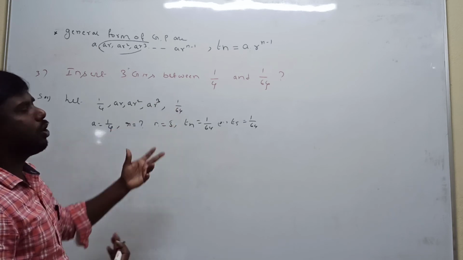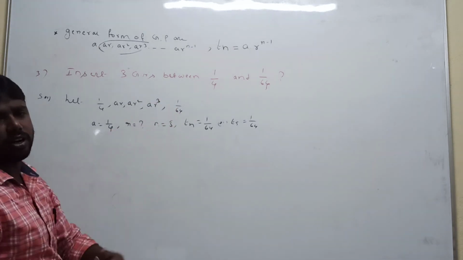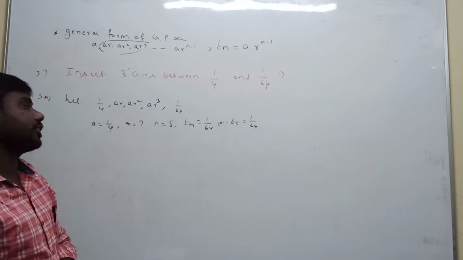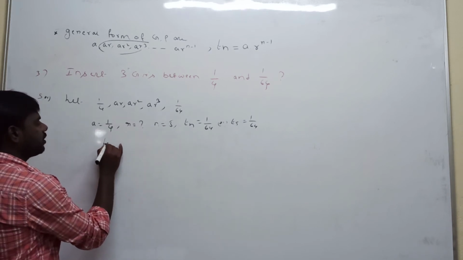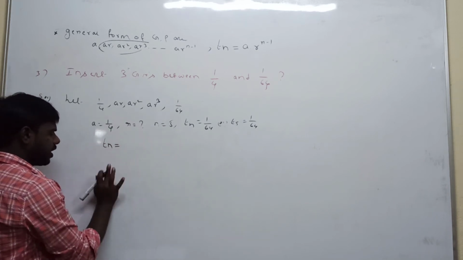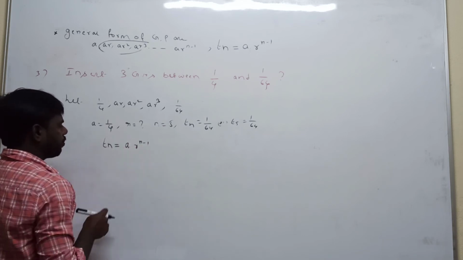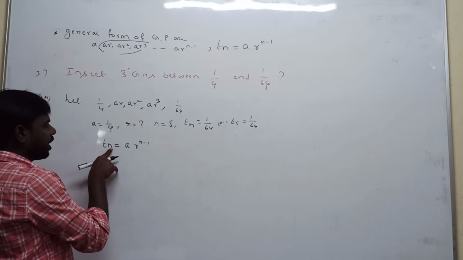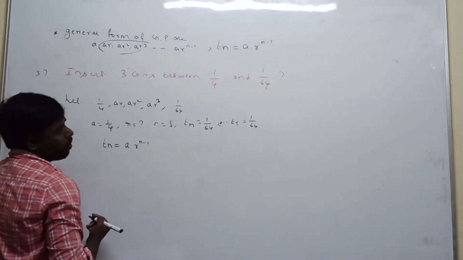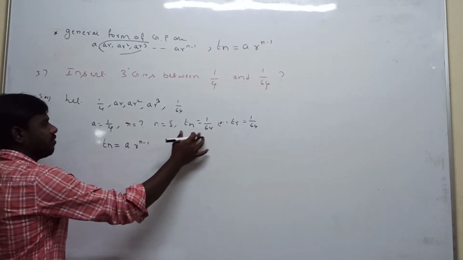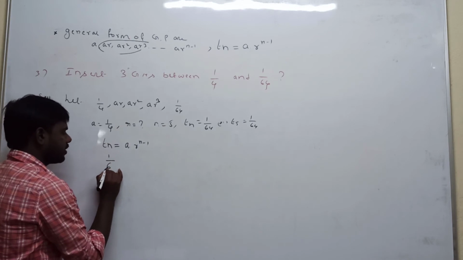Fifth term value is 1 by 64, or else nth term value is also 1 by 64. Now we apply the nth term of the geometric progression formula, which is a into r to the power of n minus 1. In place of n, substitute 5. The fifth term value is 1 by 64. That's why the nth term value is 1 by 64.